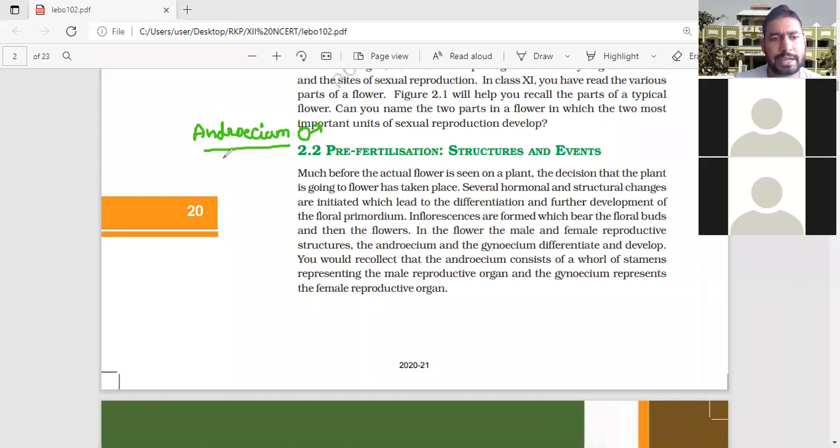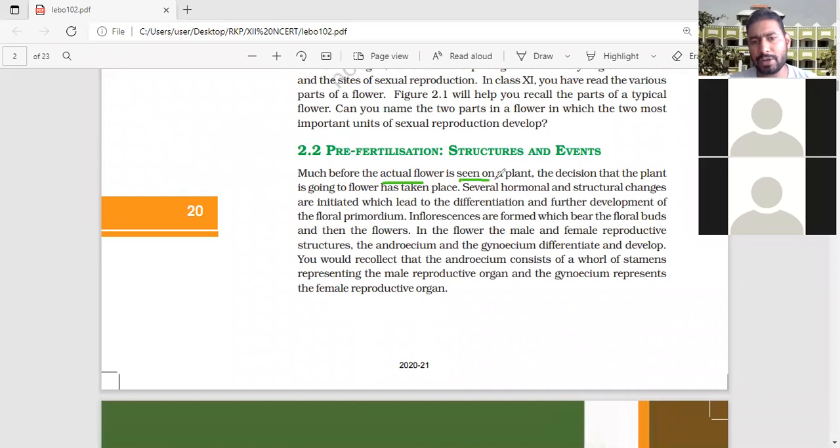Another important structure is known as the gynoecium. Androecium and gynoecium. Gynoecium is the female reproductive structure. The female reproductive structure is the gynoecium, and the male reproductive structure is the androecium.